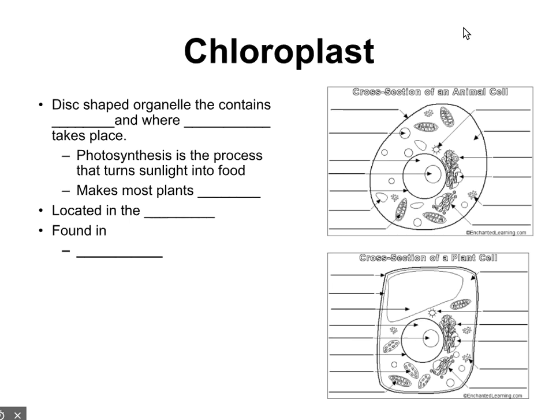Now, we don't use sunlight. Animals don't use sunlight to make food. So that tells you right now that it's only going to be found in plant cells. It's a disc-shaped organelle that contains chlorophyll. So the substance that's in it is chlorophyll, and chlorophyll's job is to trap the sunlight. And it's where photosynthesis takes place. Photosynthesis is the process that turns sunlight into food.